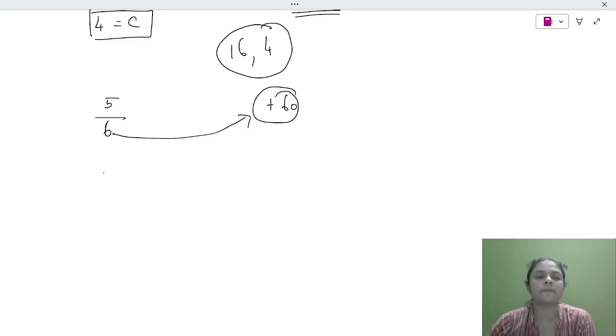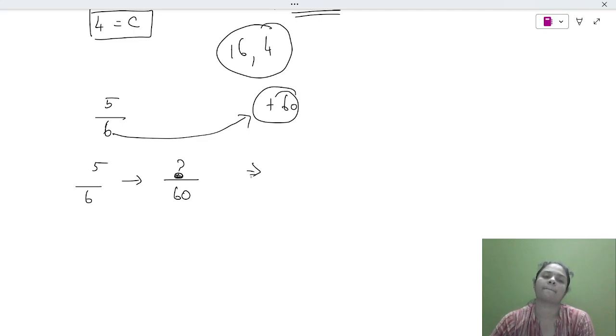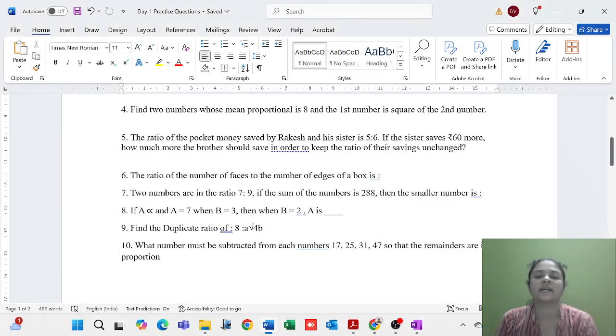Now very simple, we can say 5/6. Now what is the additional savings made? Just put the additional savings in the denominator for the sister, 60. Now what will be the numerator? 50, ma'am. Yes. So when you cross multiply, you will get 60 into 5/6, so you will get the answer as 50. So brother should save 50 rupees more to keep the ratio of the savings unchanged.